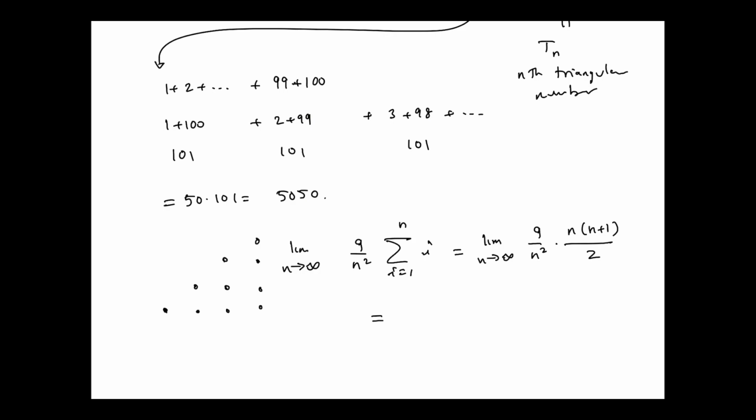So what would happen if we just multiplied everybody out in the top? We'd get 9n squared plus 9n. And in the bottom, what do I have?